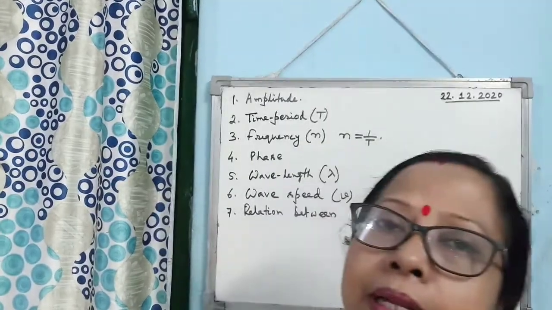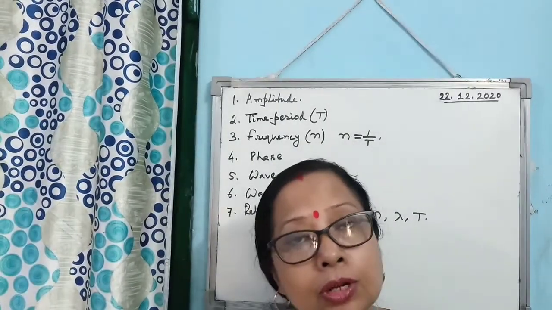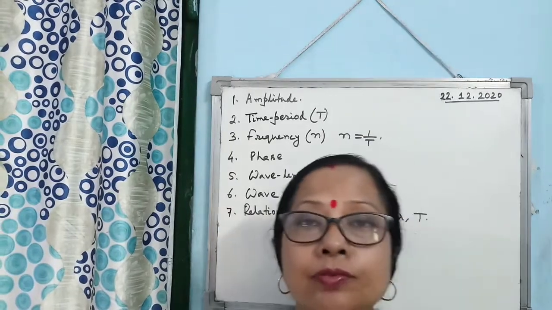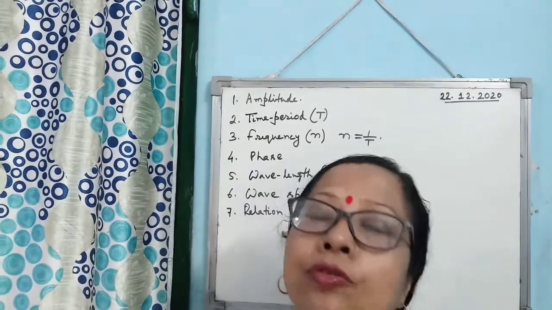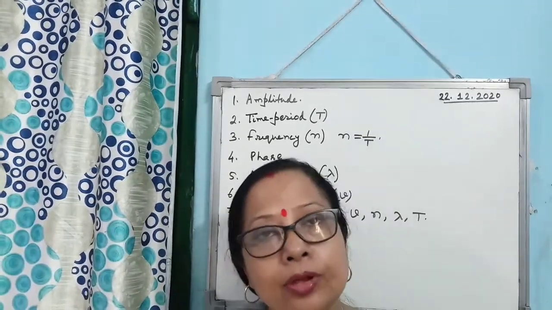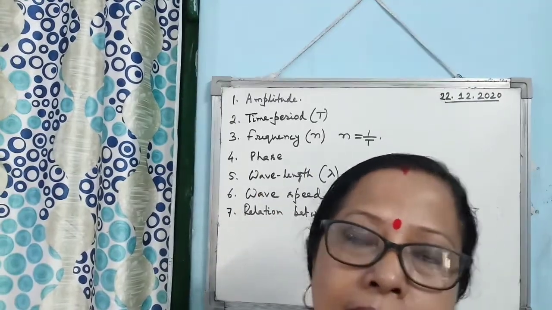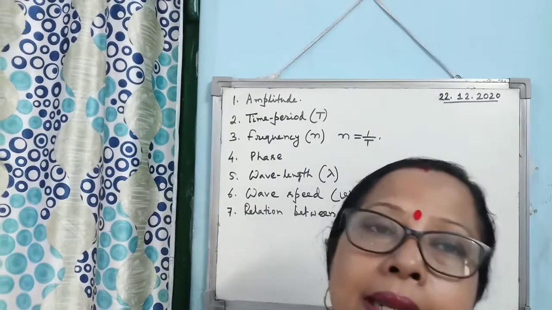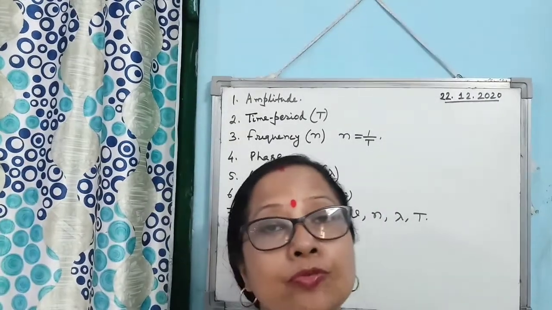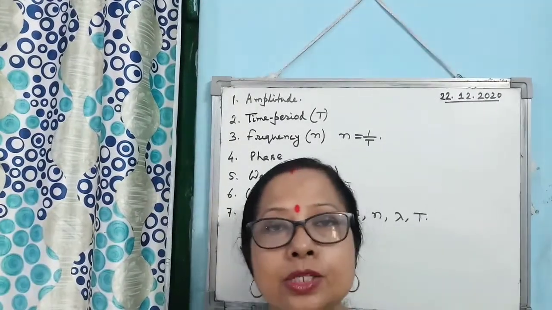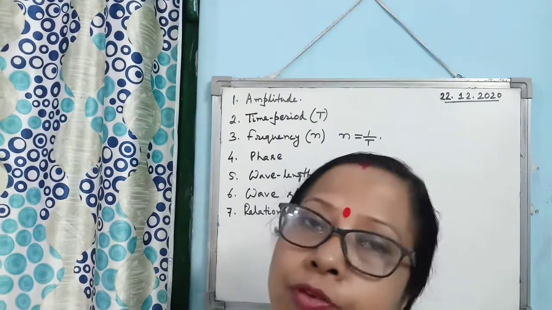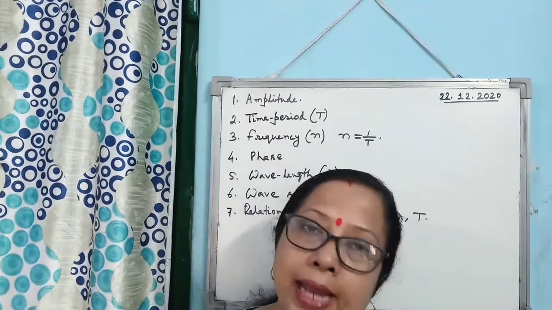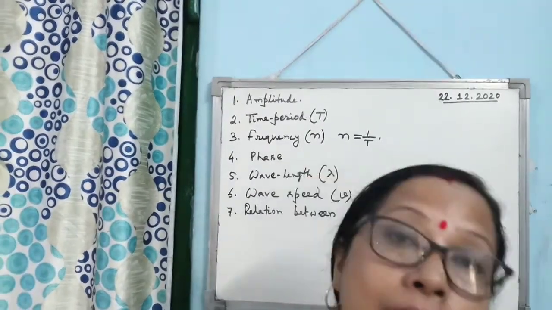First is the amplitude. What is the amplitude? The maximum displacement of the particles of the medium from its mean position during oscillation is known as the amplitude. Next is time period. What is time period? Time needed to complete one oscillation by the particles of the medium through which wave is propagating is known as the time period.